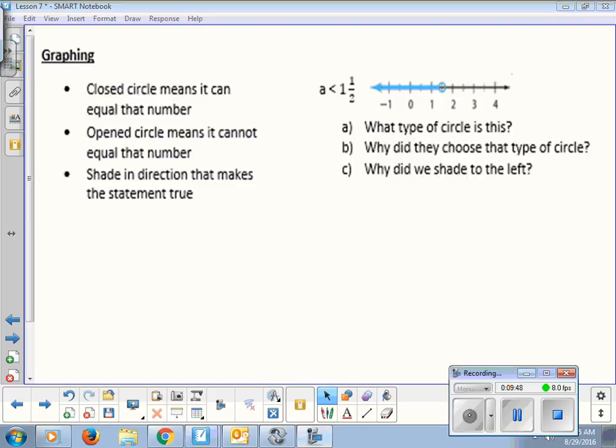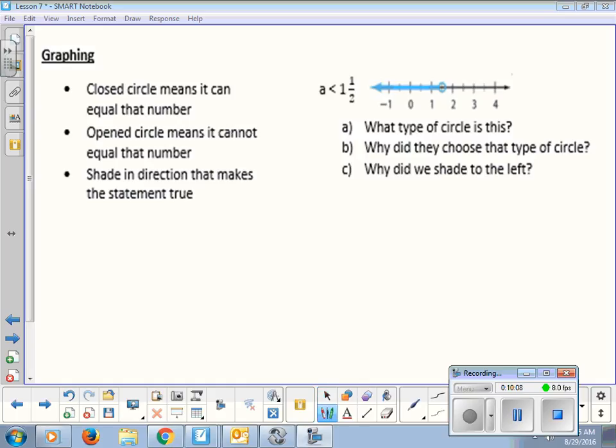Okay, to go over graphing some more, closed circle means it can equal that number. That number is included in our answer or in our solution. An open circle means it cannot equal that number. And you always shade in the direction that makes the statement true.